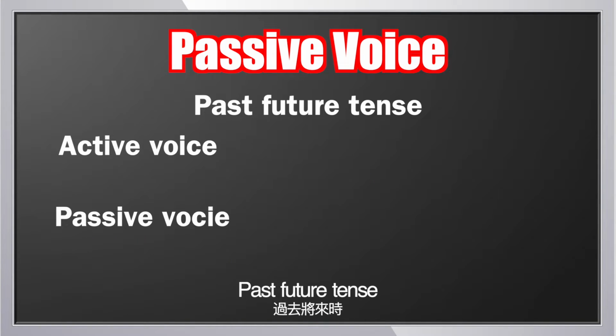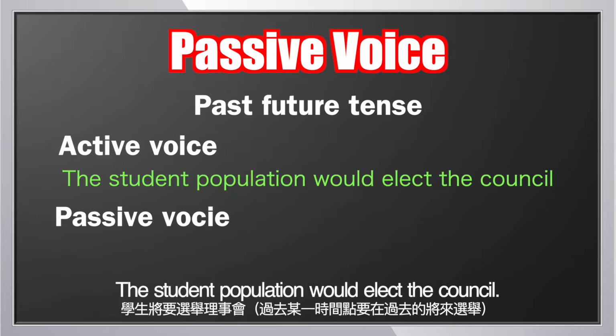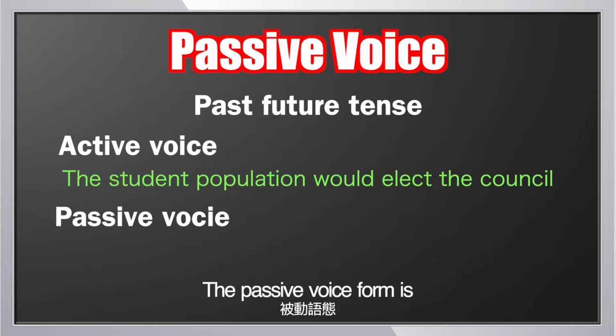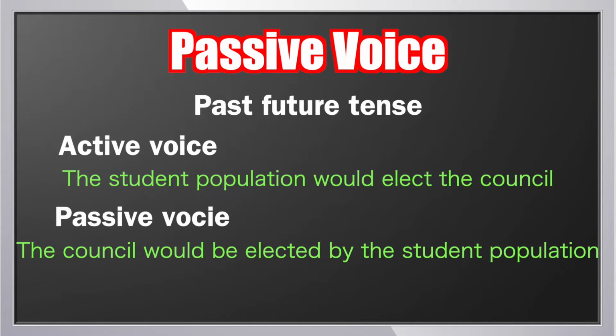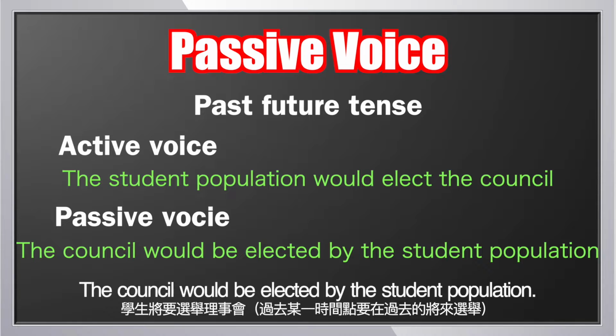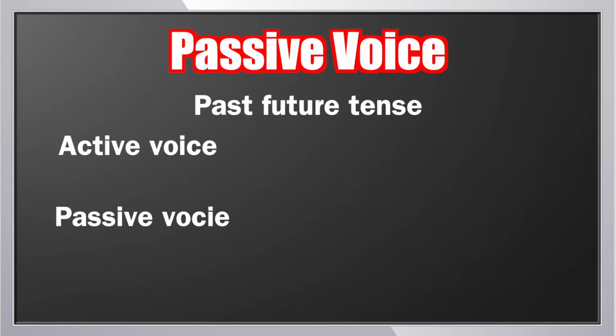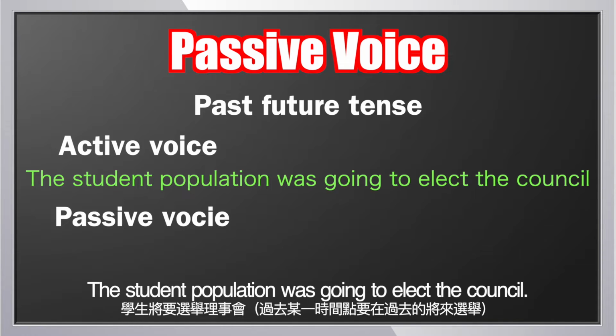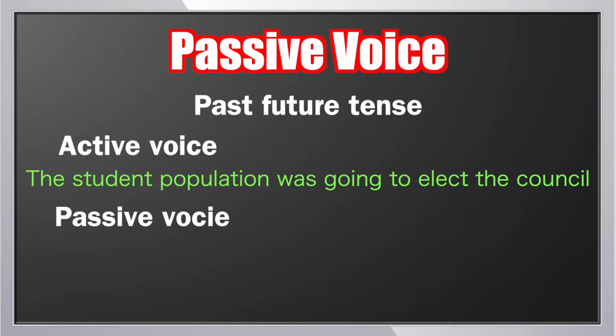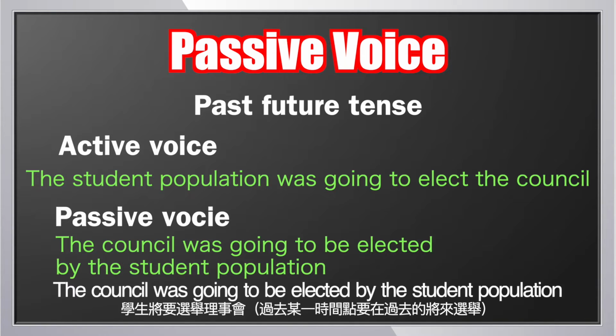Past future tense. Active voice. The student population would elect the council. The passive voice form is, the council would be elected by the student population. We can also say, active voice. The student population was going to elect the council. The passive voice is, the council was going to be elected by the student population.